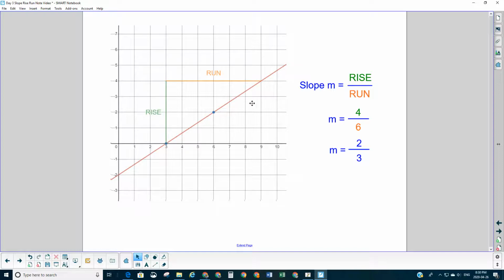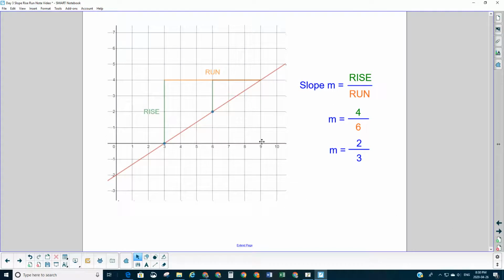Why? Because this is the same slope. It's going to have the same line. It's going to have the same slope, whether you choose a big triangle here or the little triangle. It will still reduce to the same thing. There's the big triangle and the little triangle still representing the same line, so the slope is the same. 2 over 3.